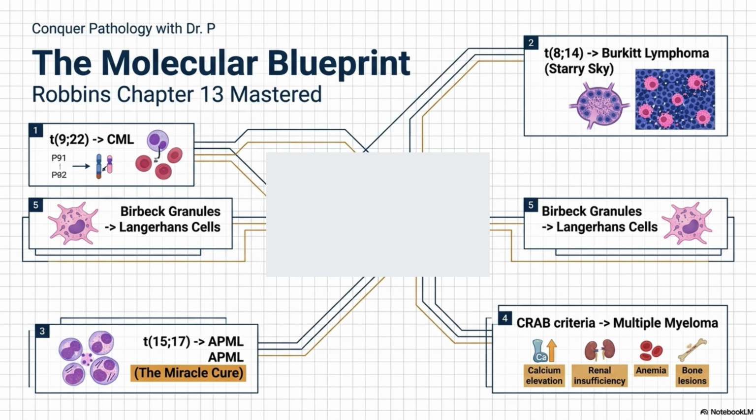Let's close with the molecular blueprint, showing that Robbins Chapter 13 is mastered. Remember that translocation t(9;22) points to CML. Translocation t(15;17) leads to APML, the miracle cure. Translocation t(8;14) creates Burkitt lymphoma, known for its starry sky appearance. Birbeck granules indicate Langerhans cells. The 4 CRAB criteria, which stands for calcium elevation, renal insufficiency, anemia, and bone lesions, define multiple myeloma.